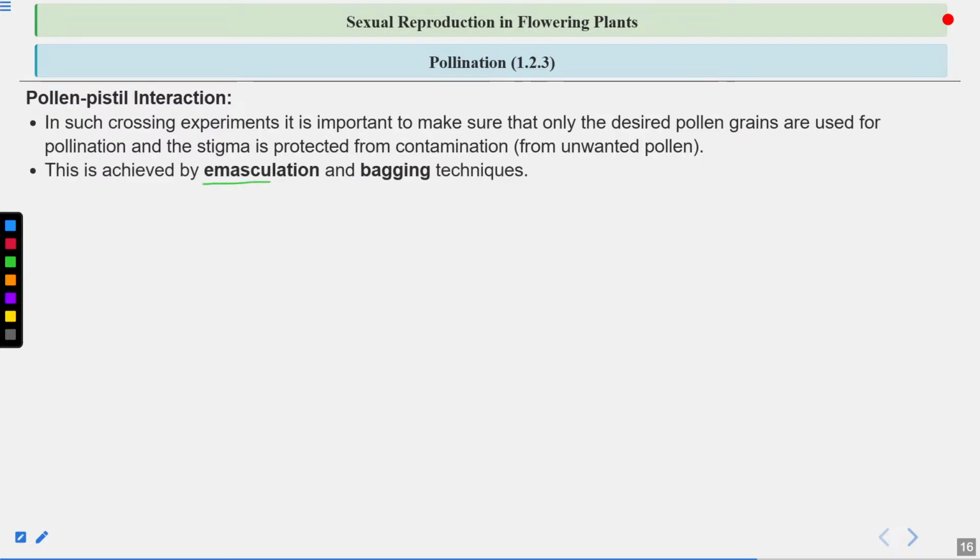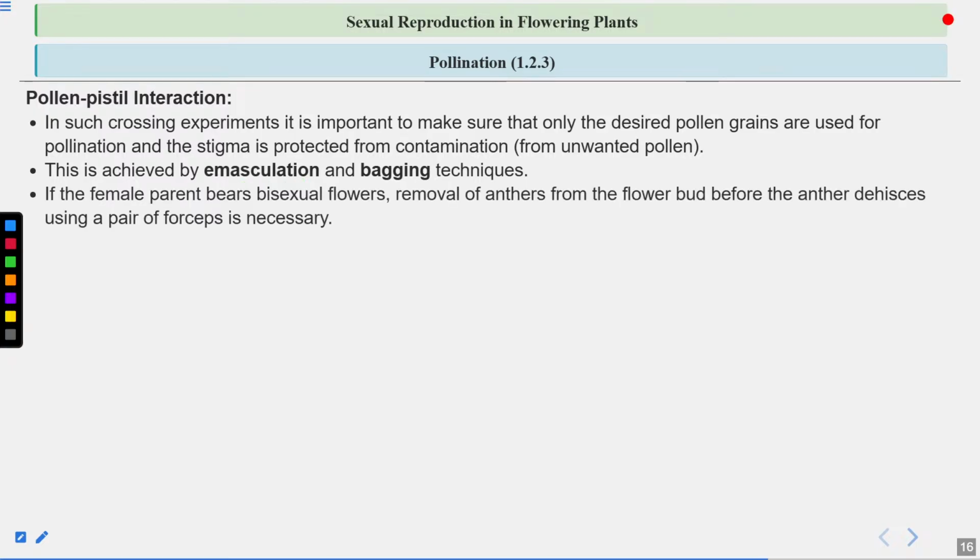So here we can do the process of emasculation. We can take a flower and take out all the anthers from it and make it a female flower. Once all the anthers are removed, it is a female flower and you can bag it, so that another pollen grain could not come here and germinate on the stigma. That is the bagging process.